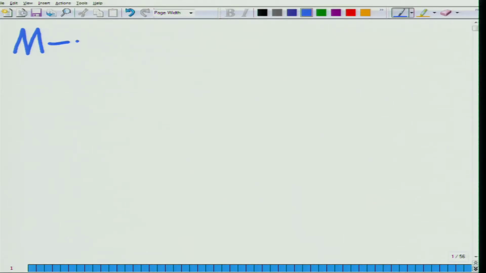Hello, welcome to another module. In this module, let us start looking at M-ary, another digital modulation scheme based on M levels, termed as M-ary pulse amplitude modulation.